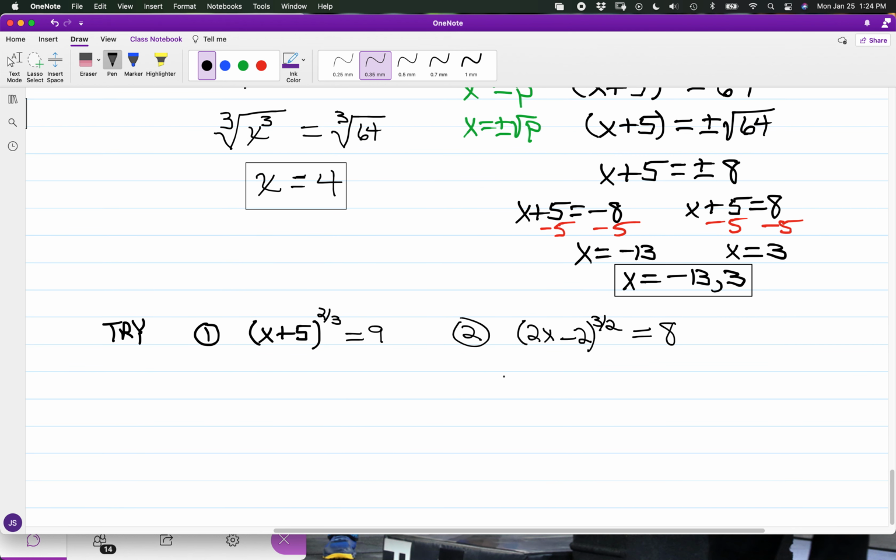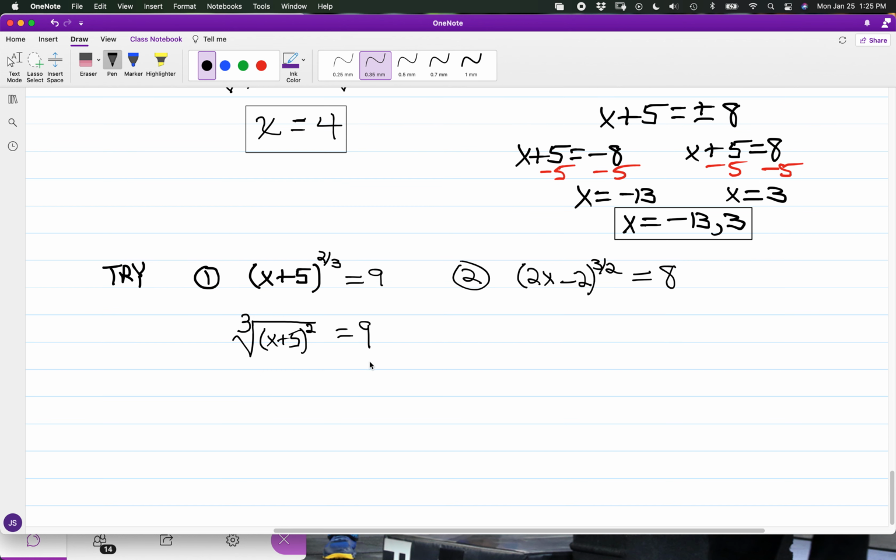Okay, for what we have in these two problems, we have the quantity of x plus 5 to the 2/3 is equal to 9. And now just rewriting what we have here as a radical, you have the cubic root of x plus 5, to the second, is equal to 9. And again, if I take care of the radical, I'm going to cube both sides.